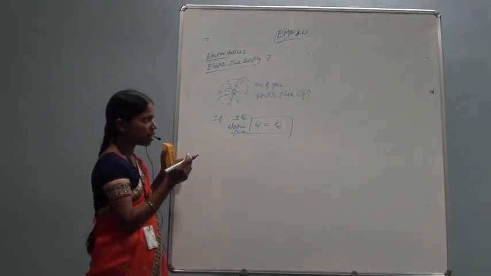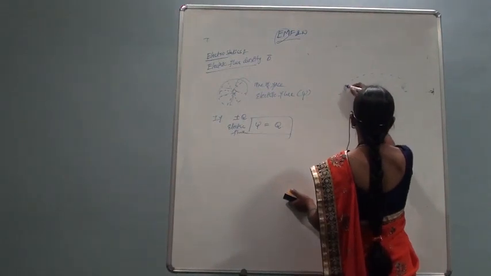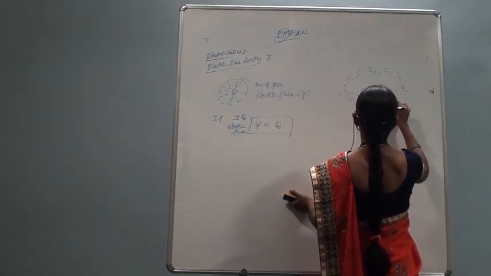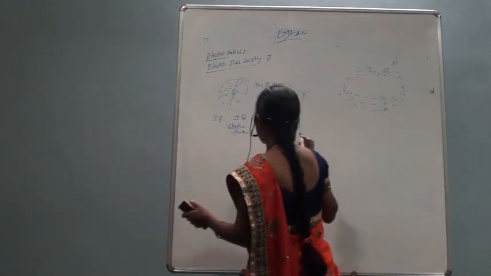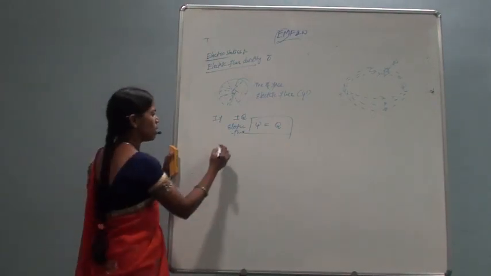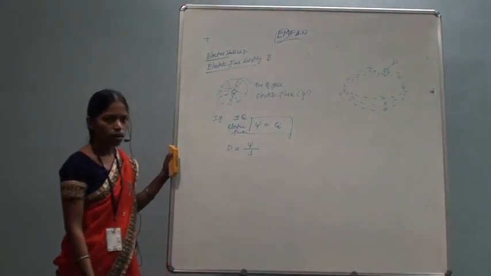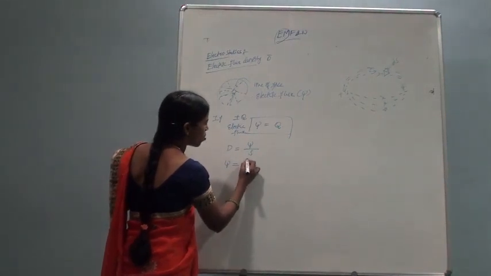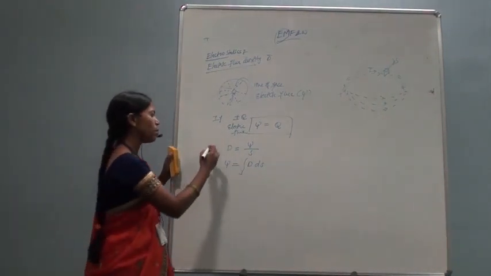Now, what is electric flux density? Consider these charges. The electric lines of force are drawn or imagined like the presence of lines of force. Now consider a small area, ds. The electric flux density is defined as the net flux passing through a unit surface area, given by D, and the total electric flux is given by the surface integral of D dot ds. Now, let us obtain the relation for D.